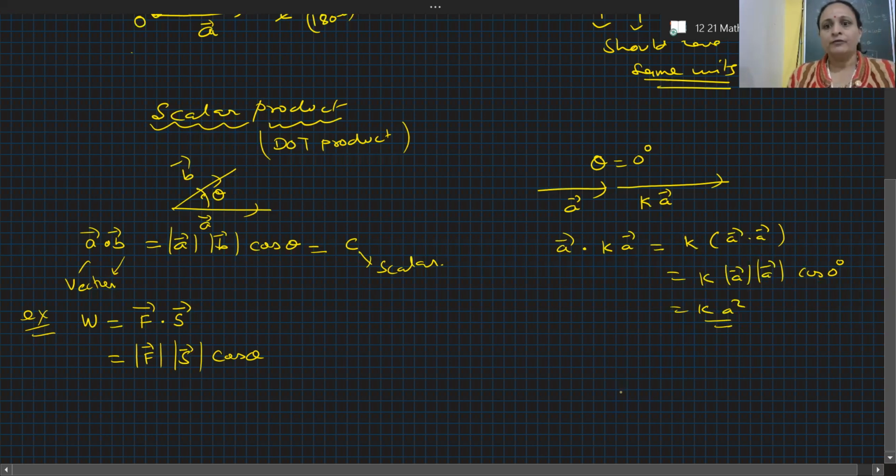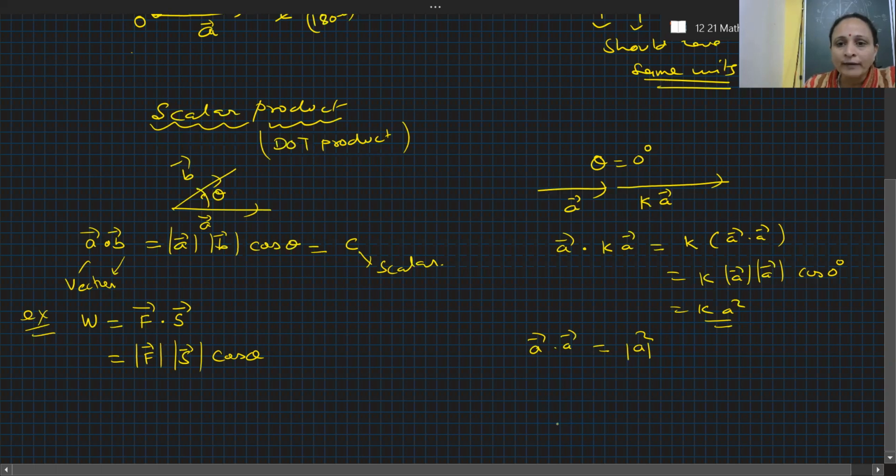But if you talk about the properties of the vectors, suppose A dot A, that will be equal to A square, that is only the modulus square, right? And I'll put it this way, that is better. So A dot A is always equal to how much? Modulus of A square. Is it clear?